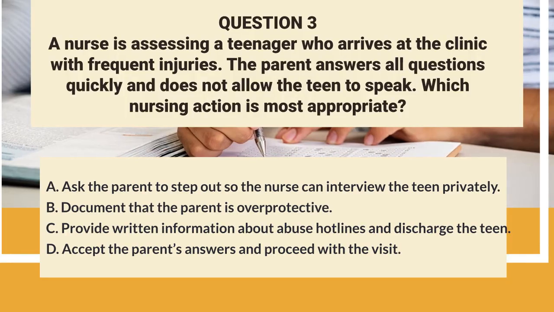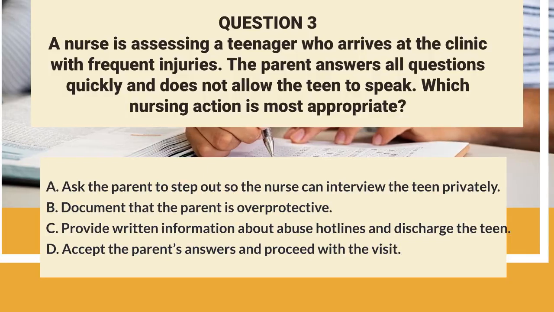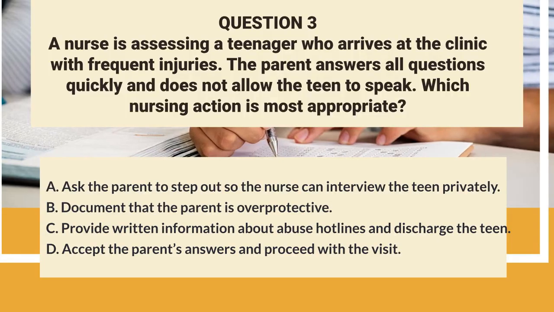A. Ask the parent to step out so the nurse can interview the teen privately. B. Document that the parent is overprotective. C. Provide written information about abuse hotlines and discharge the teen. D. Accept the parent's answers and proceed with the visit.